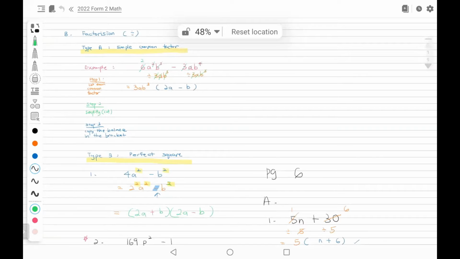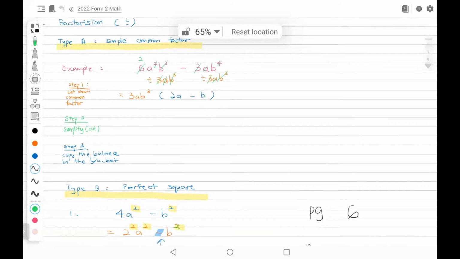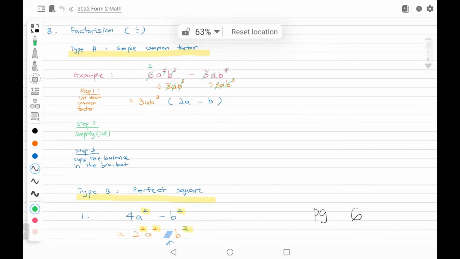Factorization total, we have 4 types. Okay, the normal one is the simple common factor. It's very obvious that both numbers on the left and on the right can be divided by a number, let's say 6 and 3. So both numbers can be divided by 3. So in this case, you just take out the common factor and then you write the balance in the brackets. Okay, that's the first type, simple one. That's why we call it simple common factor.